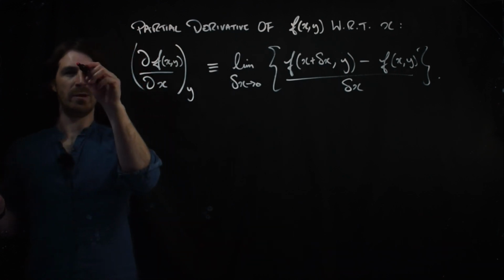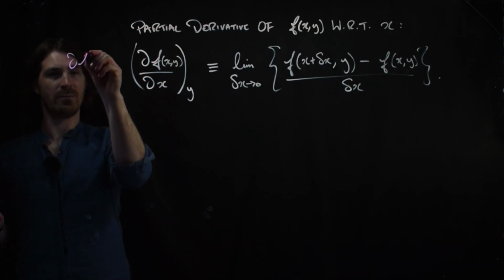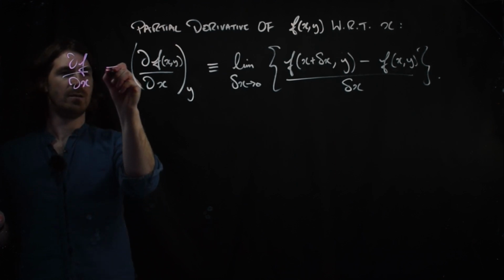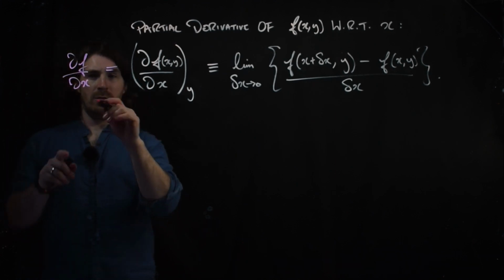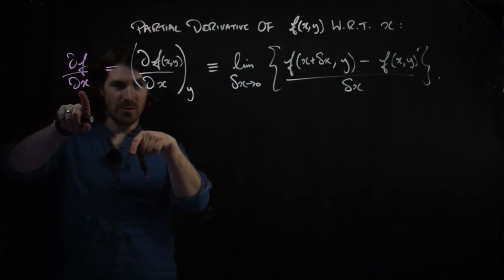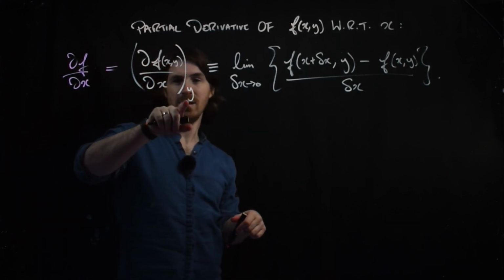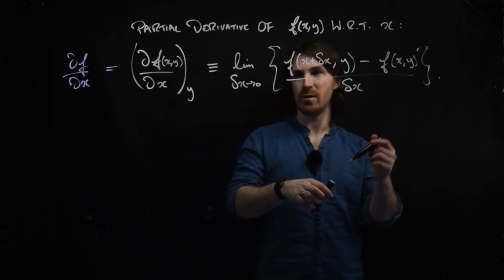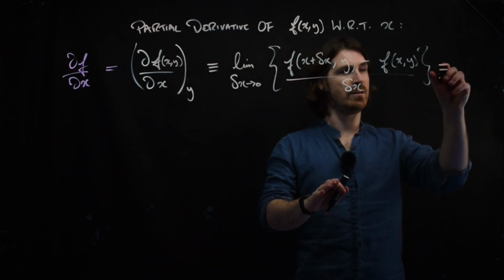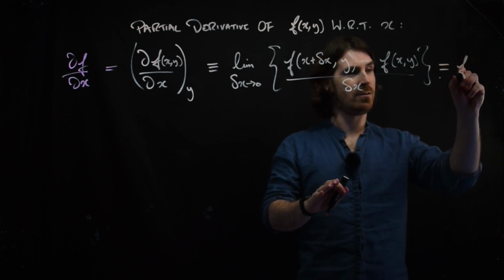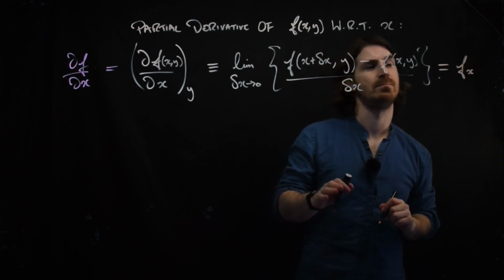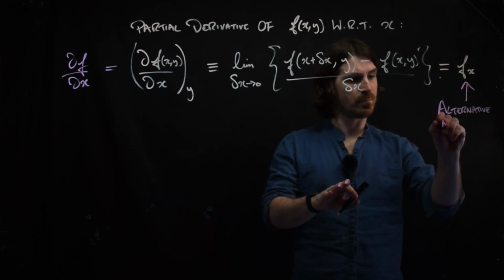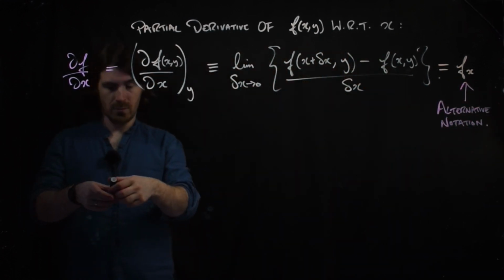Some people may just write this as df by dx, where it's understood that y is constant, or you can write it explicitly, df by dx with y constant, or an alternative notation, you can just write this as f of x, with a subscript.